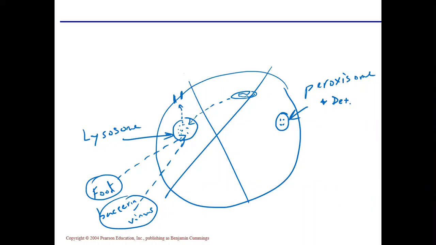Detoxification, all right? Detoxify or detox harmful substances, all right? A lot of these harmful substances could be like alcohol, formaldehyde, but the most important one that they do, they neutralize free radicals.